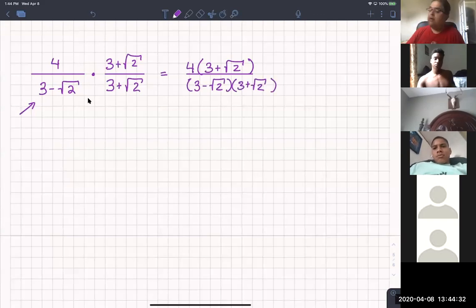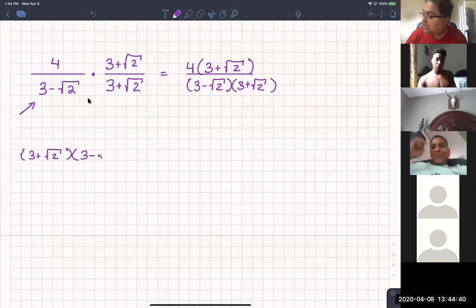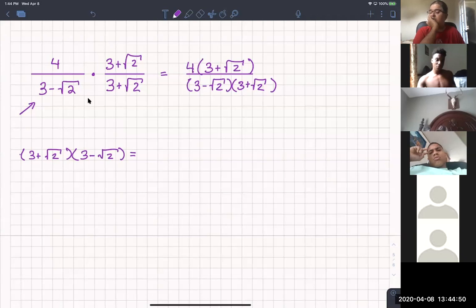Okay, now let's look at the denominator first. So it's 3 plus root 2 times 3 minus root 2. And when I multiply this number by its conjugate, what do I get? They cancel out, don't they? Yeah, the radical goes away, but what do I get when I multiply 3 plus root 2 times 3 minus root 2?